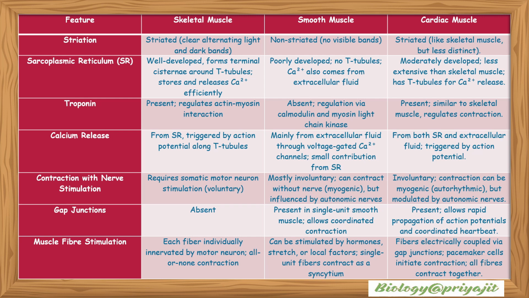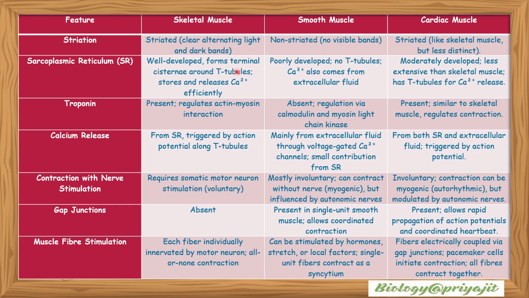So these are the comparative features of three different types of muscle: skeletal muscle, smooth muscle, and cardiac muscle. Striation: striated, or clear alternating light and dark bands, are found in skeletal muscles, but smooth muscle is non-striated, so there are no visible bands. But cardiac muscles are striated like skeletal muscle, but less distinct.